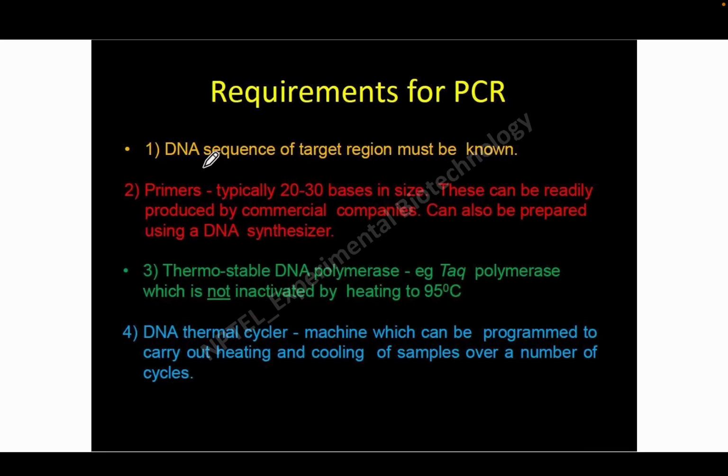Requirements for PCR: DNA sequence of target region must be known. Primers, you need to have typically 20 to 30 bases in size. These can be readily produced by commercial companies. Can also be prepared using a DNA synthesizer. Thermostable DNA polymerase, example Taq polymerase, which is not inactivated by heating to 95 degrees Celsius. DNA thermal cycler, a machine which can be programmed to carry out heating and cooling of samples over a number of cycles. So you need a PCR machine, which is also called a thermal cycler, because it's programmed to carry out heating and cooling in a cyclic manner.